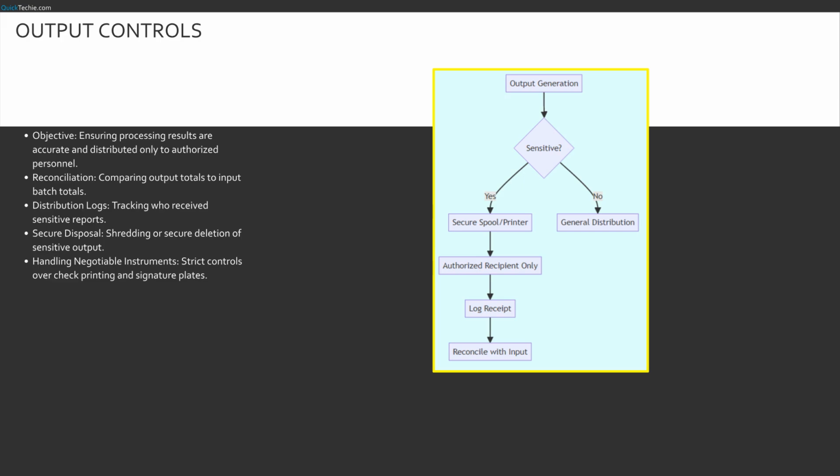If yes, it goes to a secure spool or printer. It must be released to an authorized recipient only. We log the receipt to prove chain of custody. Finally, we reconcile with input to close the control loop. If it's not sensitive, it follows a general distribution path.